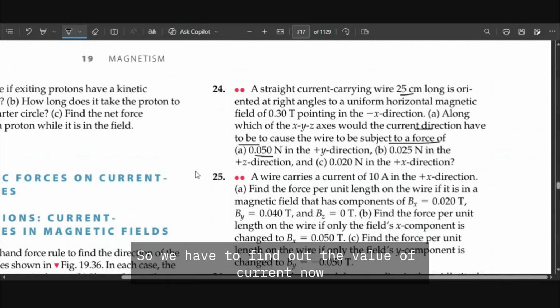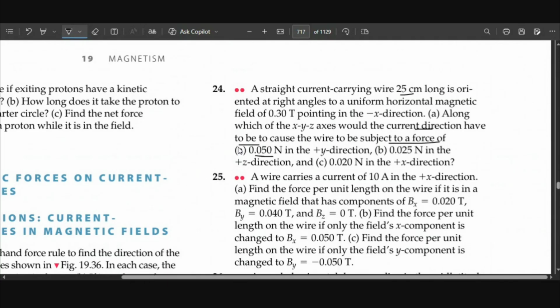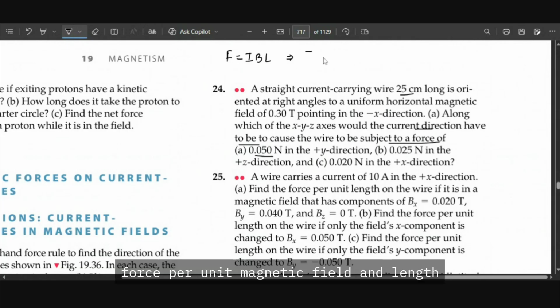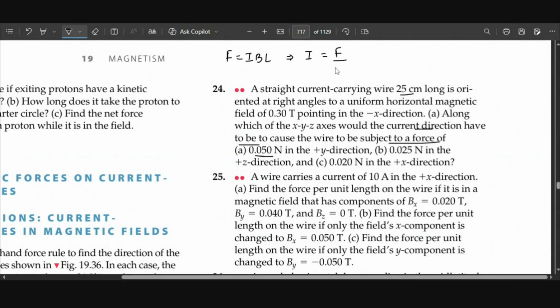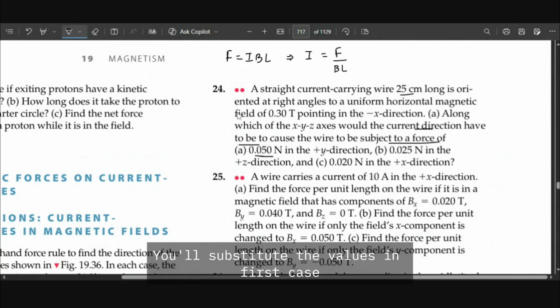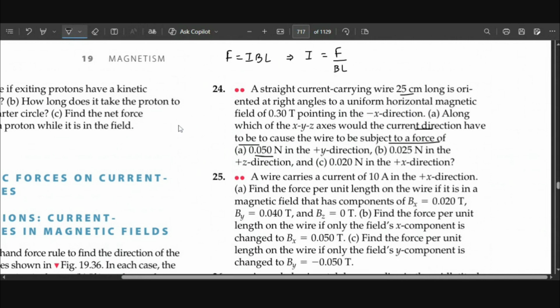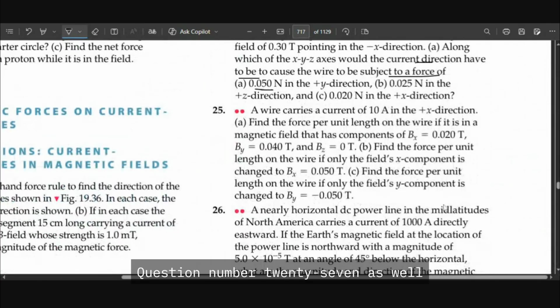So we have to find out the value of current now. So F is IBL, I is going to be force per unit magnetic field and length. We will substitute the values in first case, in second case, in third case, we will get the value of current. That's all. Question number 27 as well.